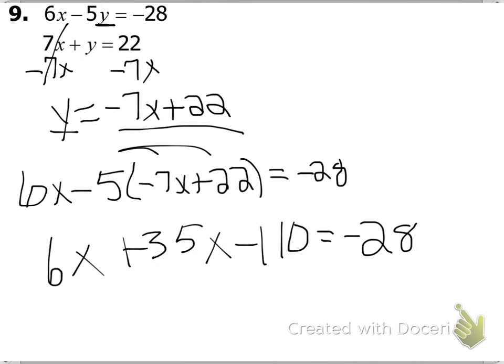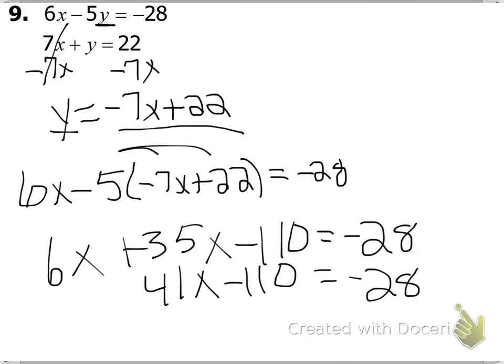Everyone's still with me? What's my next step? Combine my like terms. So I've got 6x plus 35x. What does that give me? 41x. Okay, what's the next step? Add 110 to both sides.